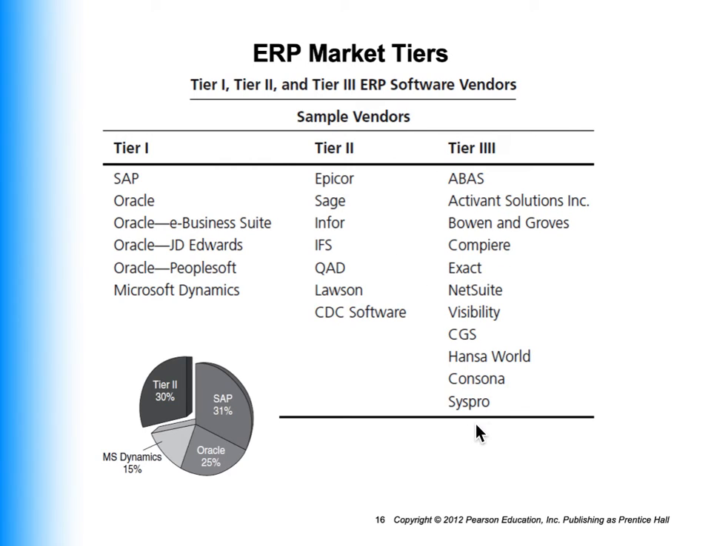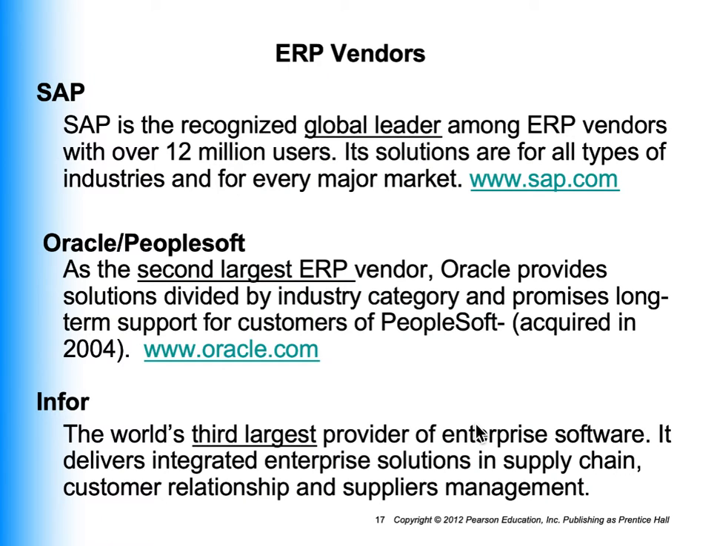So take a look at SAP, pretty much the global leader. 12 million users, massive. Some of you might have experience with it. Next, Oracle or PeopleSoft, the second largest player. This is basically by Larry Ellison, one of the top billionaires. And third we have Infor. This is basically the third largest ERP player in the market that we can consider.